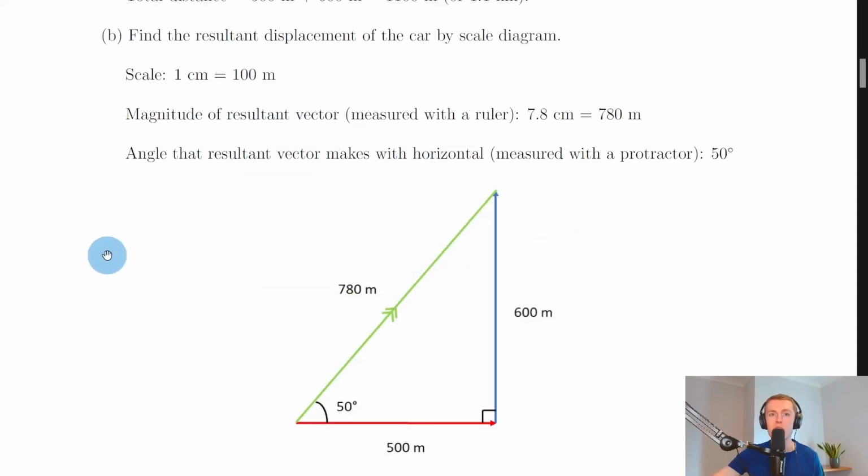So a suitable scale to choose here would be something like 1 centimetre equals 100 metres. And that means for my 500 metre vector, I'm going to have a line that's 5 centimetres long. And similarly for my 600 metre vector, I'm going to have a 6 centimetre line. So I can draw 5 centimetre and 6 centimetre lines on a page, and that will fit quite nicely.